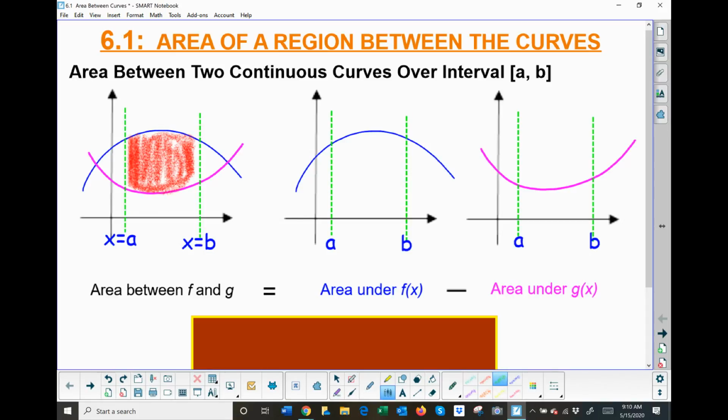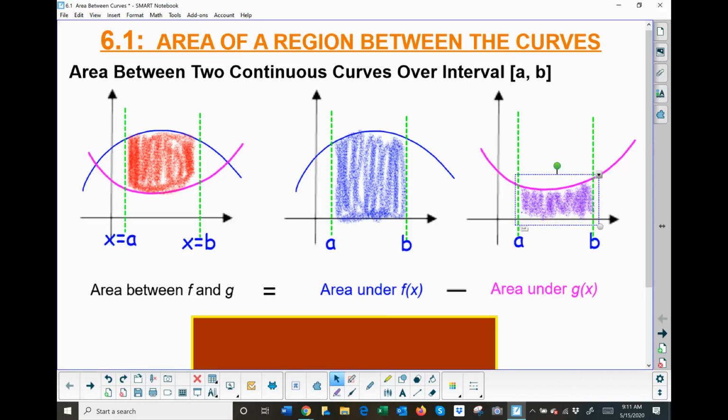One way you could do it is to calculate the area under the blue curve, the total area from the blue curve to the x-axis. That's what we've kind of been working on up to this point. And then I could also go find the region under the pink curve. If I were to subtract that purple region from the blue region, it should leave me that red region.